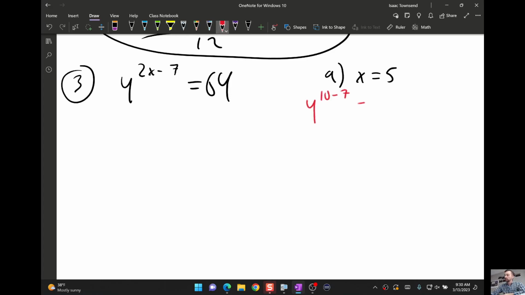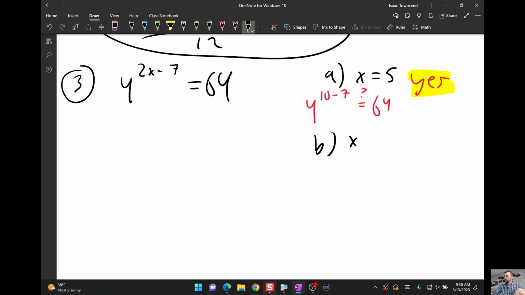So this would be 4 to the third. Is 4 to the third the same thing as 64? Yeah. Okay, then 5 is a solution. So you would know for sure that that works because it makes the left and the right side equal.